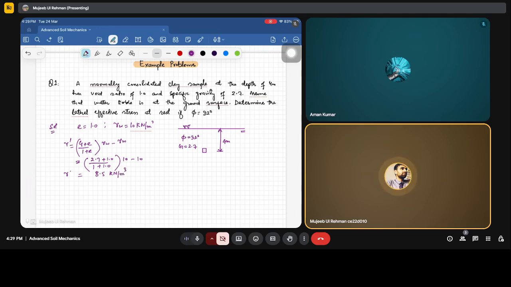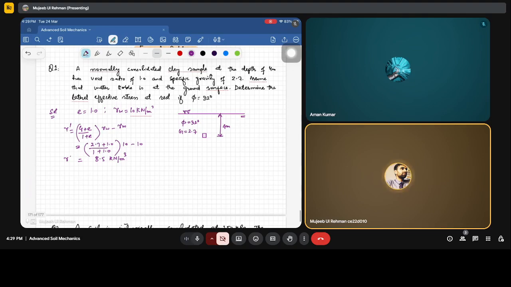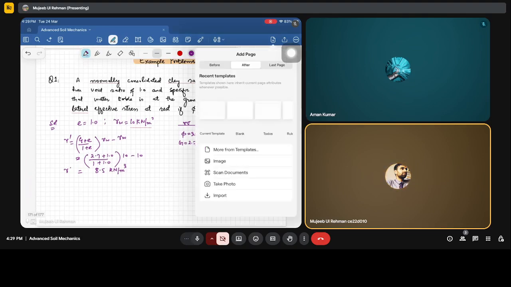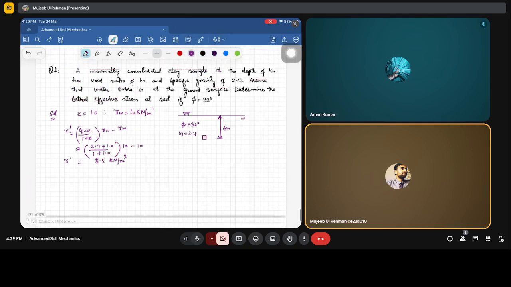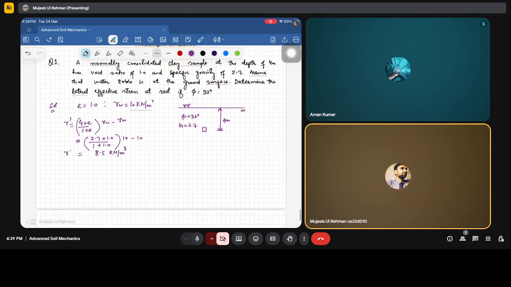Now at this depth, what can be the stresses, corresponding to the unit weight, for this sample which has been taken from 4 meter depth? So sigma 1 dash will be equivalent to 8.5 into 4, that is 34 kilonewton per meter square. Why this sigma 1? Because for this sample the loading will come from the top.